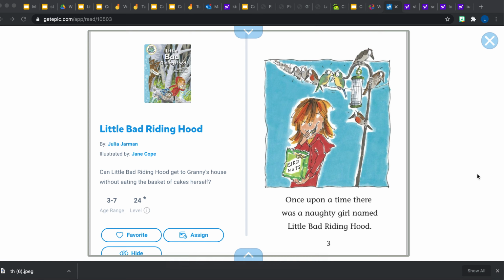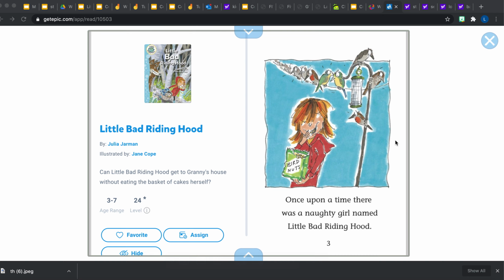So our question that we're going to be thinking about is what happens right after Little Red Riding Hood sees the wolf for the first time? So that's going to be our sequencing question. What happens right after Little Red Riding Hood sees the wolf for the first time? So as I read, I want you to think about that.